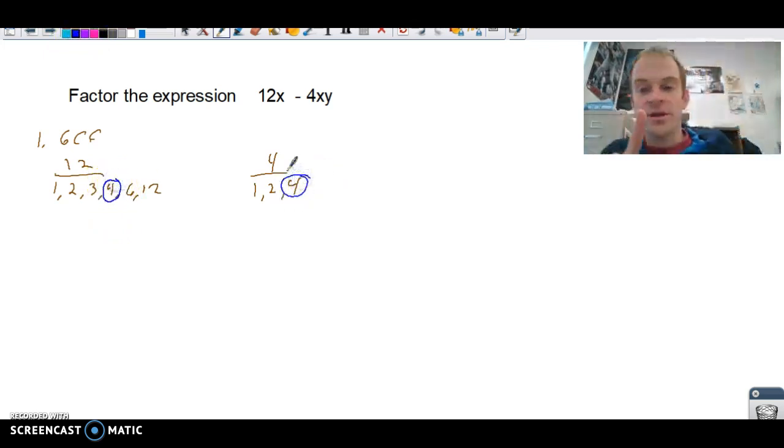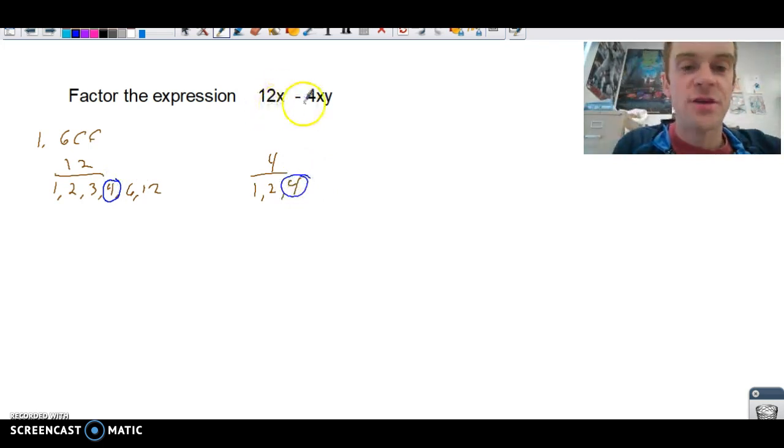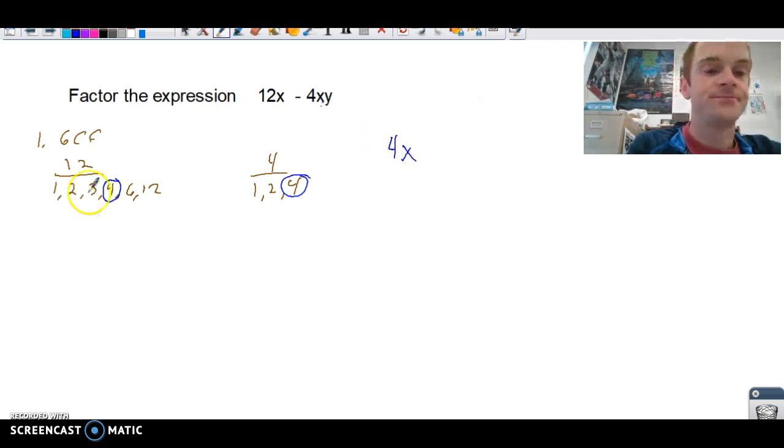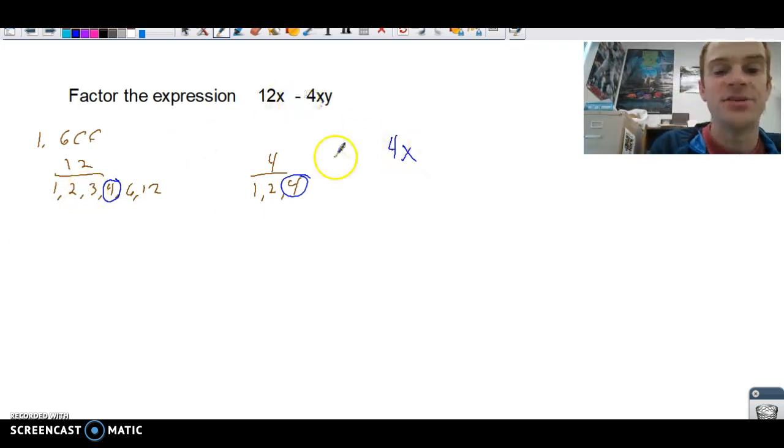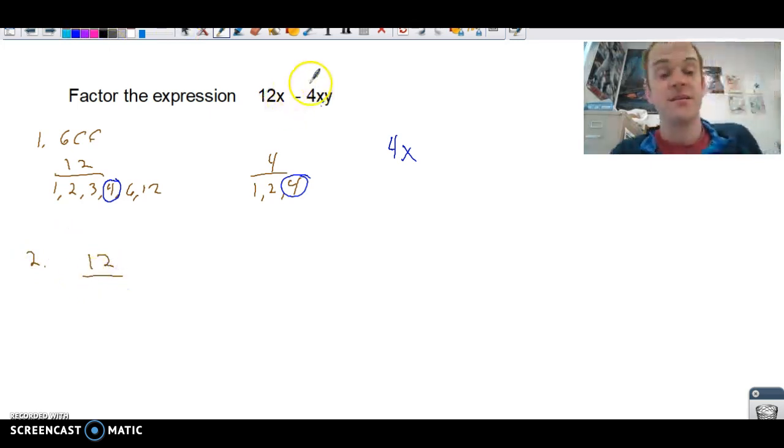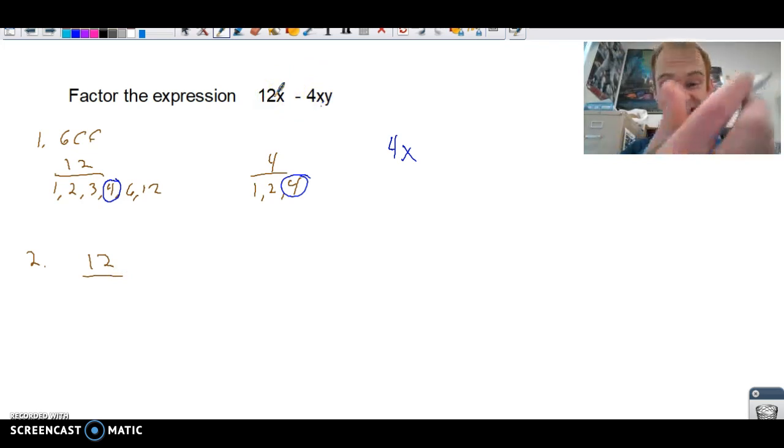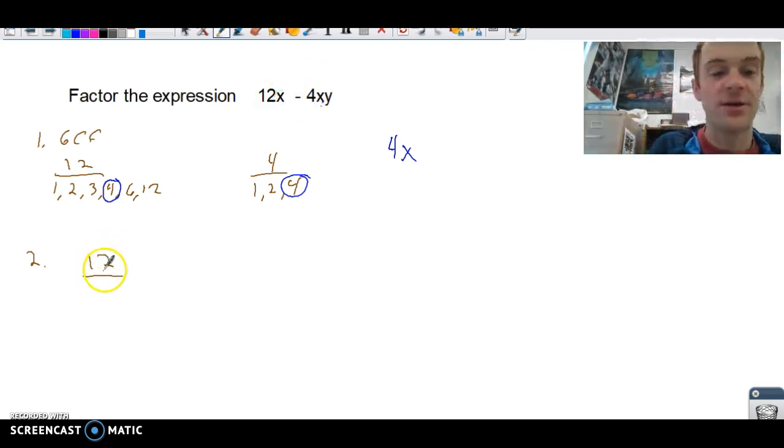Okay. Now, here's something to note. Whenever I have two terms that have the same variable, at least one of the same letters, I can also take that letter out. So I'm actually going to say that my greatest common factor is 4x. I'm going to take an x out of each term, which means it just goes away. So when I'm doing the division part, like we saw in step 2, I'm just going to worry about the numbers and not the letter x, because I'm going to take that out of both terms. I'm factoring it out.